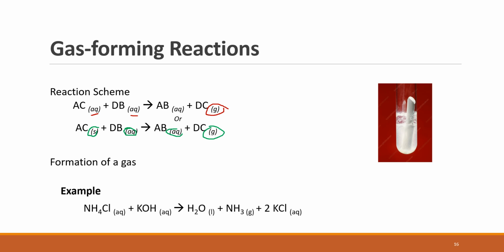Looking at an example below, we have the first type of reaction scheme, since both of the reactants are aqueous, meaning dissolved in water. So we have ammonium chloride and potassium hydroxide reacting to form liquid water, but also a gas, so that's why it's a gas-forming reaction, and then a salt, potassium chloride.